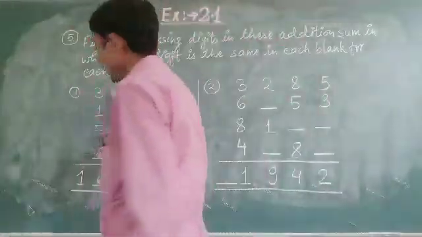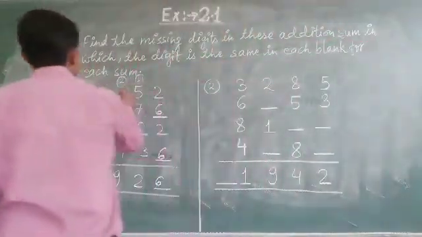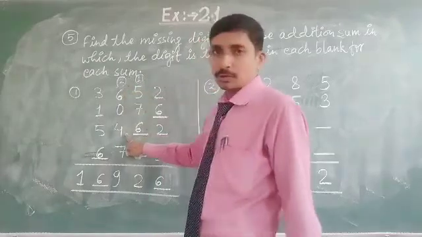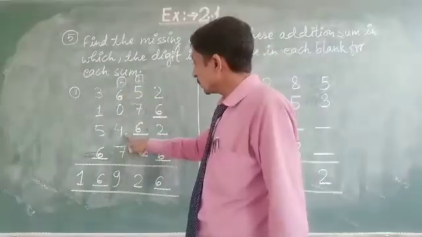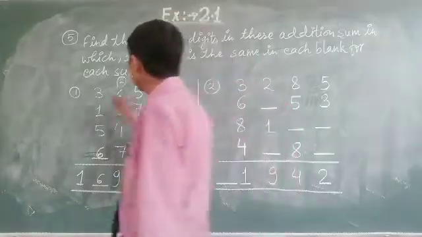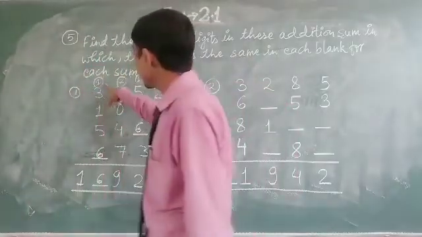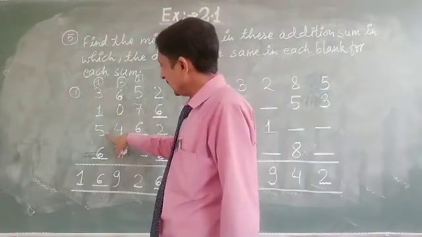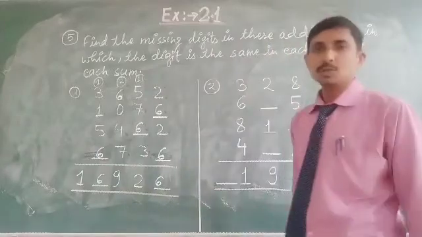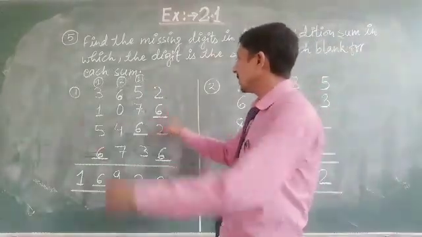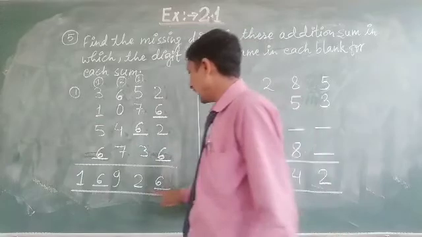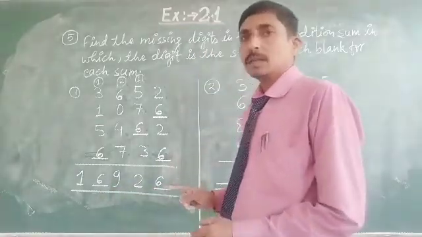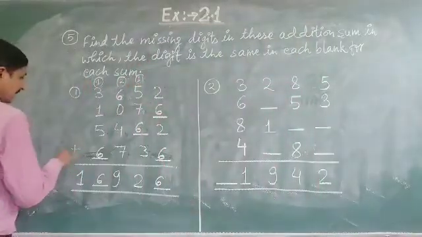Sorry, here is 6. So 6 plus 2, 8. 8 plus 4, 12. 12 plus 7, 19. 9 is here and 1 is carried here. That is 3 plus 1, 4. 4 plus 1, 5. 5 plus 5, 10. 10 plus 6, 16. Now you see, when we put 6 in all the blank spaces, we get the right answer.